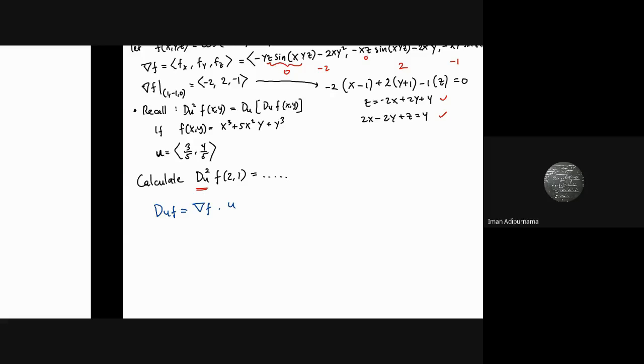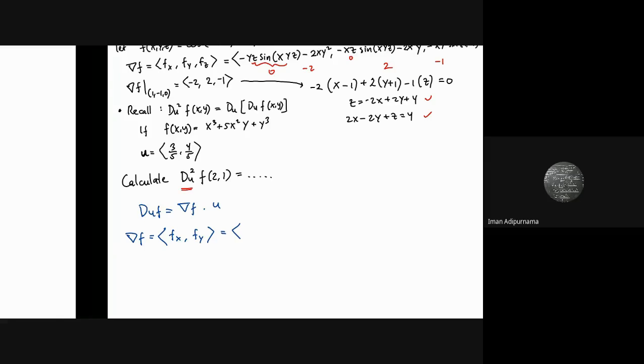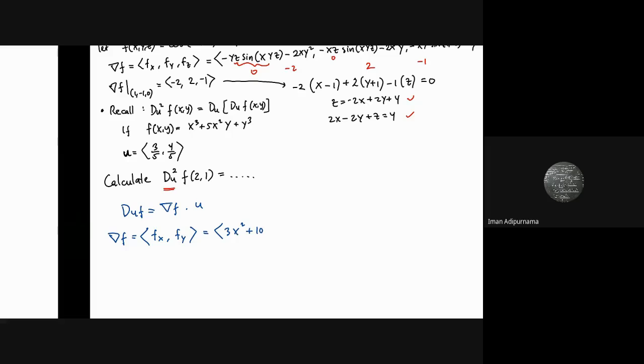And the gradient vector, let me write the gradient vector here, is partial x and partial y, because we only have two variables. So partial x will be 3x squared plus 10xy, and then partial y will be 5x squared plus 3y squared.